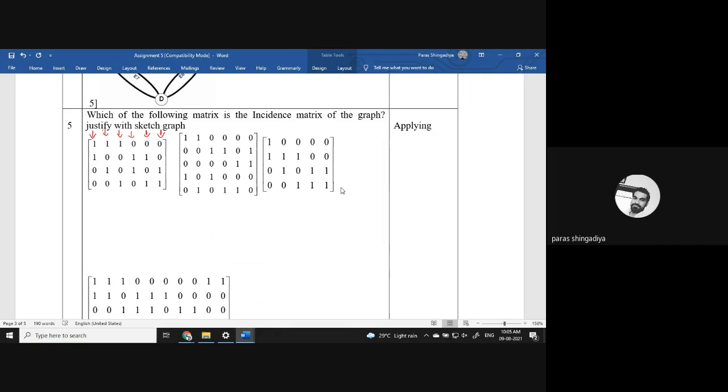Okay, so here, what is the size of this matrix? What is the size? That is 4 by 6. Is it correct? So what does it mean?